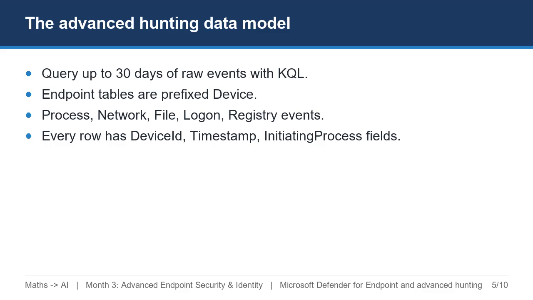Advanced hunting is a query tool over up to 30 days of raw event data, and you write those queries in KQL, the Kusto query language. The data is organized into tables, and the endpoint ones all start with the word Device. DeviceProcessEvents, DeviceNetworkEvents, DeviceFileEvents, DeviceLogonEvents, and more for registry and loaded images. The important thing: every single row carries a device ID, a timestamp, and a set of initiating process fields describing the parent. Those are the columns you'll join on.